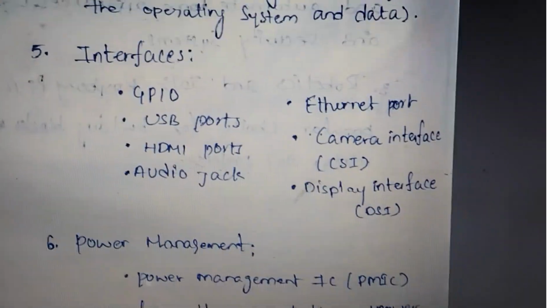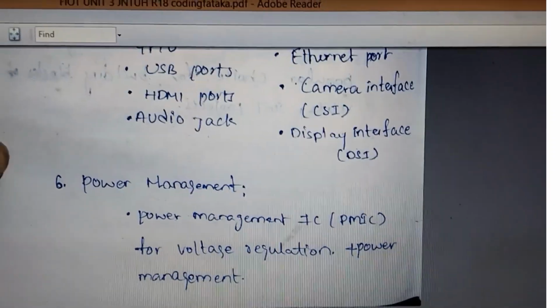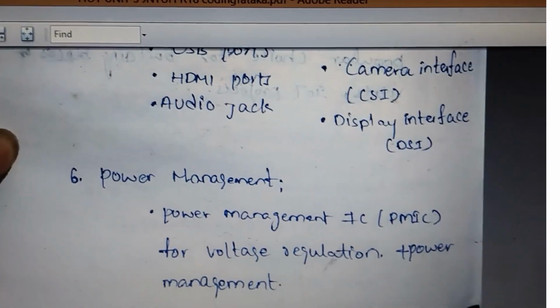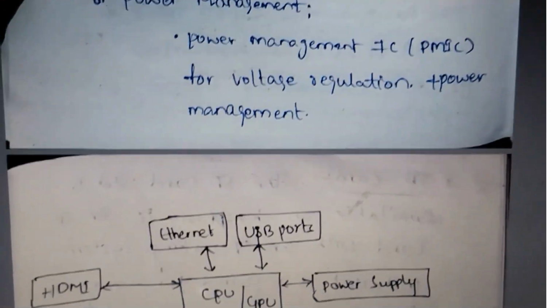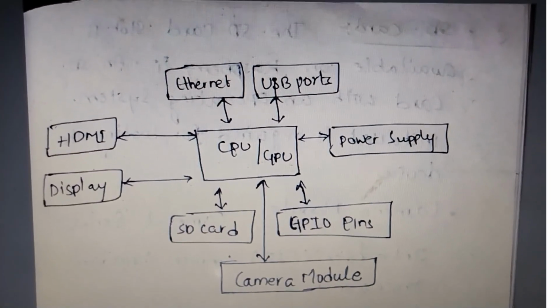These are the interfaces. The next one is the power management. For voltage regulation and power management, there is a power management IC. And the next one is this block diagram of the Raspberry Pi, showing how it is internally connected.